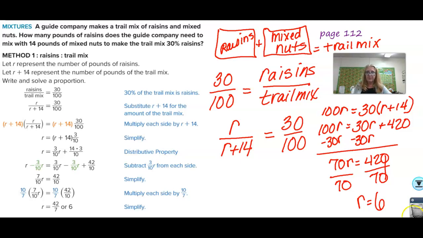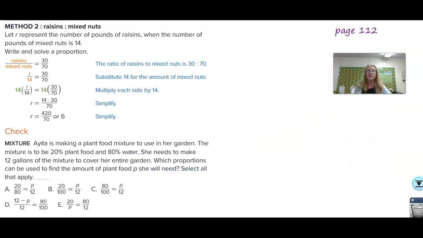Now, this even drags on further. I mean, this page is probably terrifying to you because now they go to method 2. Oh, here's another way you could have solved it. We did raisins over entire trail mix in the first one, but they're saying you could set it up as raisins over mixed nuts. So if you had 30% raisins, 70% would be mixed nuts. And they're saying you could solve it this way also. And then they're asking you to do this down here and so on.